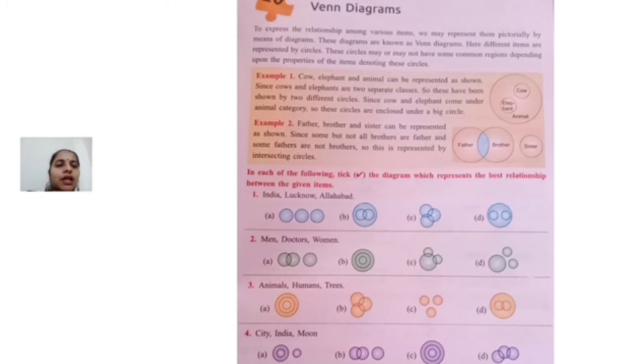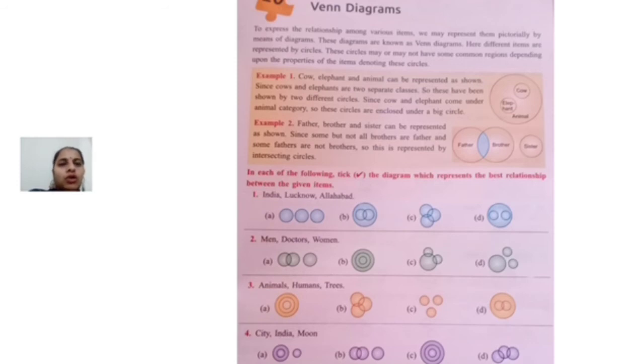Means in the A option what they have given, one is bigger, second is depending on the first one, and third is depending on both of them. But it is not like that. So that is why A answer is wrong. B is also a wrong answer, because trees have different characteristics, humans have different characteristics, and animals also have different characteristics. So B is also wrong.